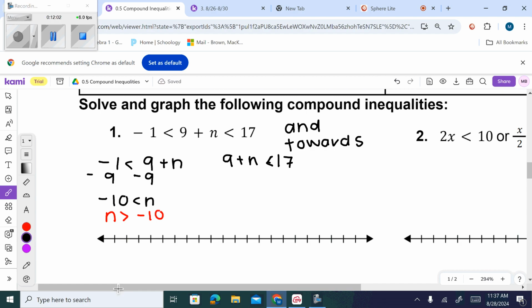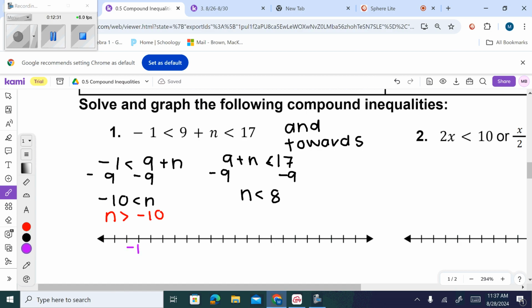Alright, on this guy right here, what should we move, Angel? What should we move? Okay, how do you move that now? 17 minus 9. 8. Alright, so what number needs to go first on this number line?